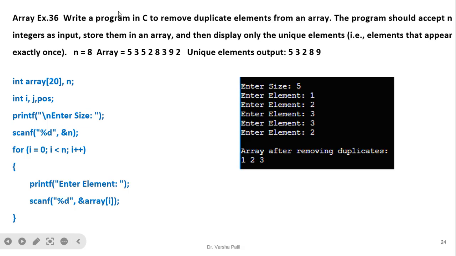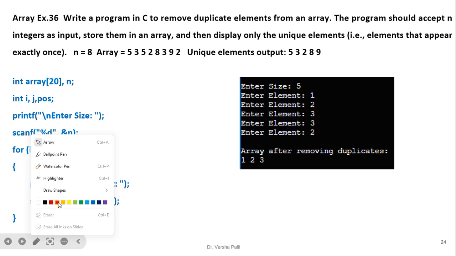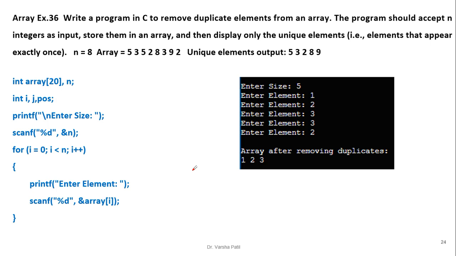Now we want to remove the duplicate elements from an array, and it will show only the unique elements. So if the array contains these elements, then after removing the duplicates, the unique elements are 5, 3, 2, 8, 9. For this program we require the delete element program. In my previous video I explained in detail how the delete operation takes place. When we delete an element from an array, we shift the rest of the elements to the left-hand side, and we decrement the size of the array.